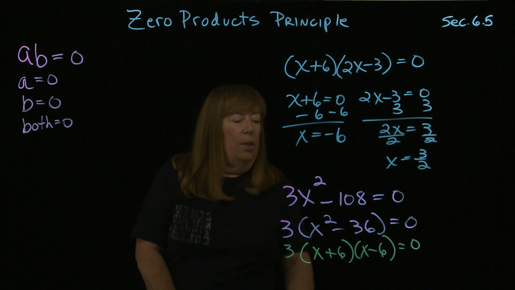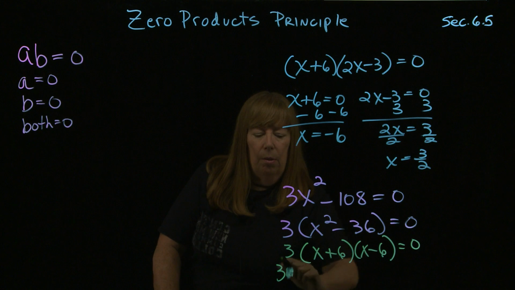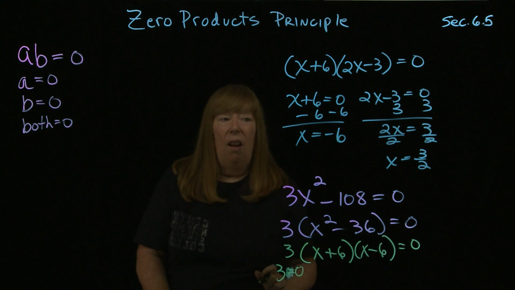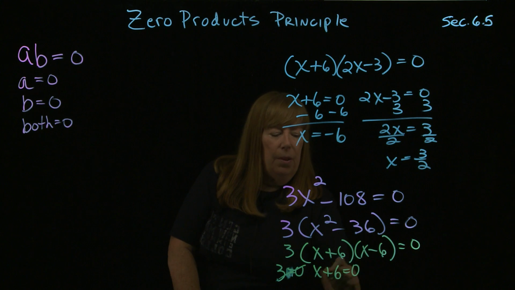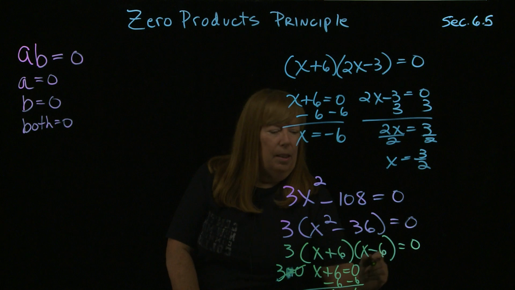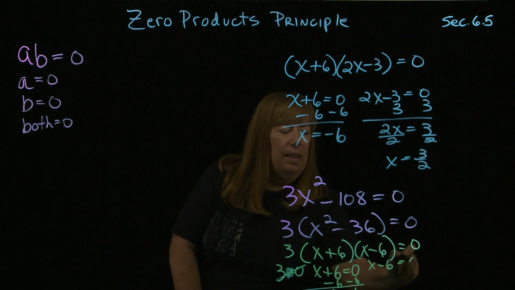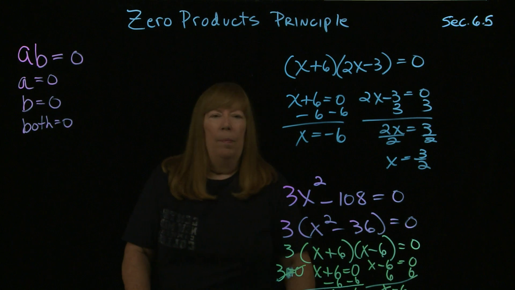Okay. So now we're going to set all the parts equal to 0. 3 equals 0. No, it doesn't. Not on this planet. Throw that away. X plus 6 equals 0. Subtract a 6. And x is negative 6. X minus 6 is 0. Add a 6. And x is 6.